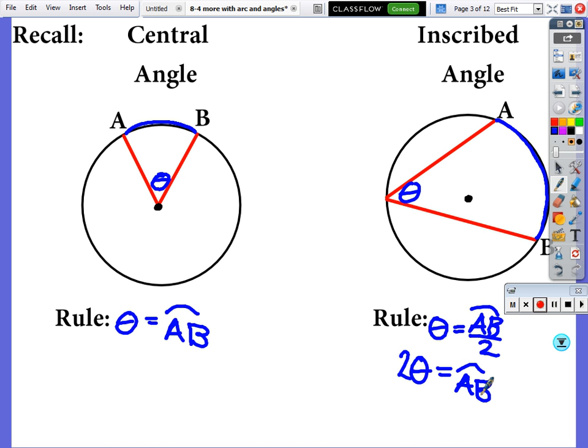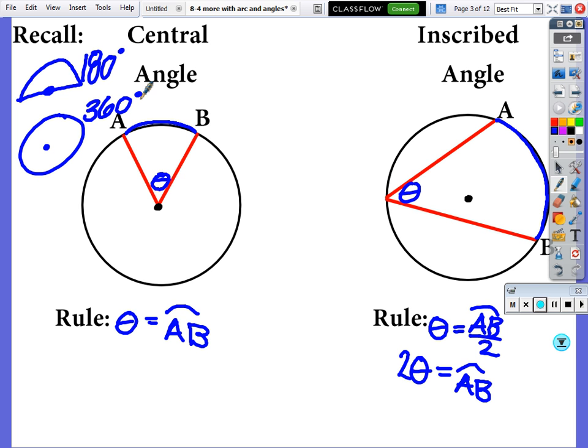Now with that being said, we also need to remember that if we have a circle and a diameter drawn, halfway around would equal 180 degrees. We're going to use that a lot today. And then all the way around a circle would be 360 degrees. So just remember these 4 things. Let's just start doing some examples.